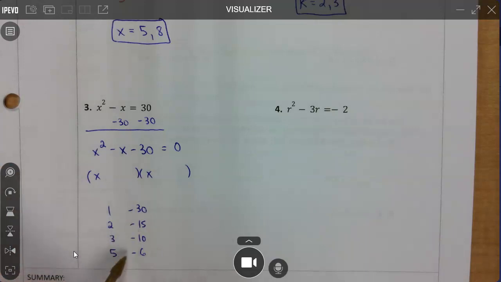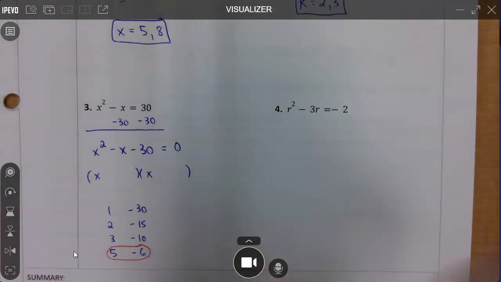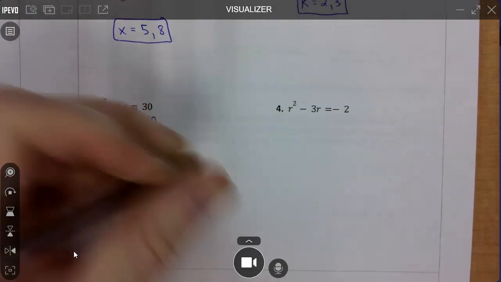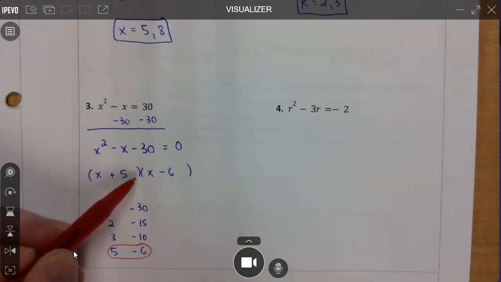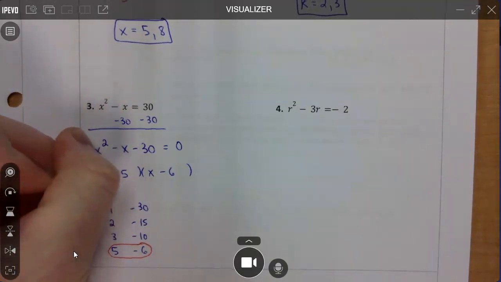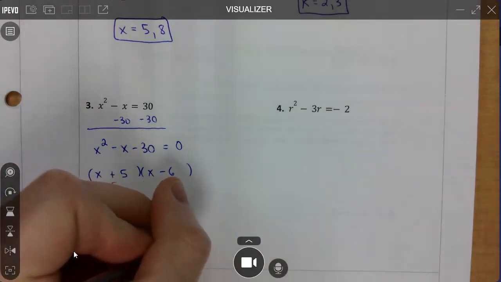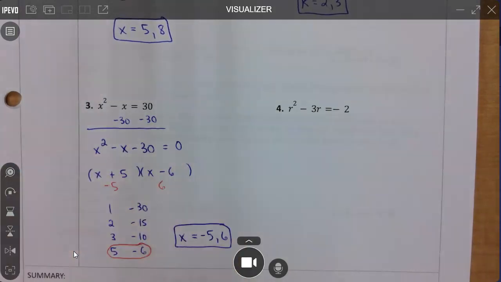So all these sets multiply to make -30, but which of them actually give me a sum of -1? And it's this pair down here. So that puts me at +5 and -6. And then what values make both factors equal to 0? For the first factor, -5. For the second factor, +6. So x in this question equals -5 and 6.